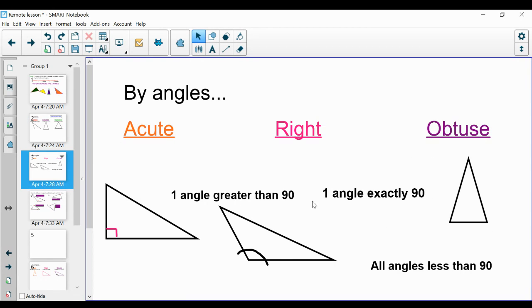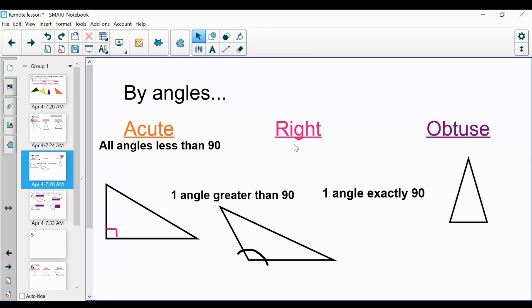When we talk about angles, we're talking about the words acute, right, and obtuse. And I'm guessing you know that from previous knowledge. Acute is an angle that is smaller than 90. Right is exactly 90. And an obtuse angle is more than 90. So when we talk about triangles, an acute triangle actually is a triangle that has all its angles, every single one of them, less than 90.